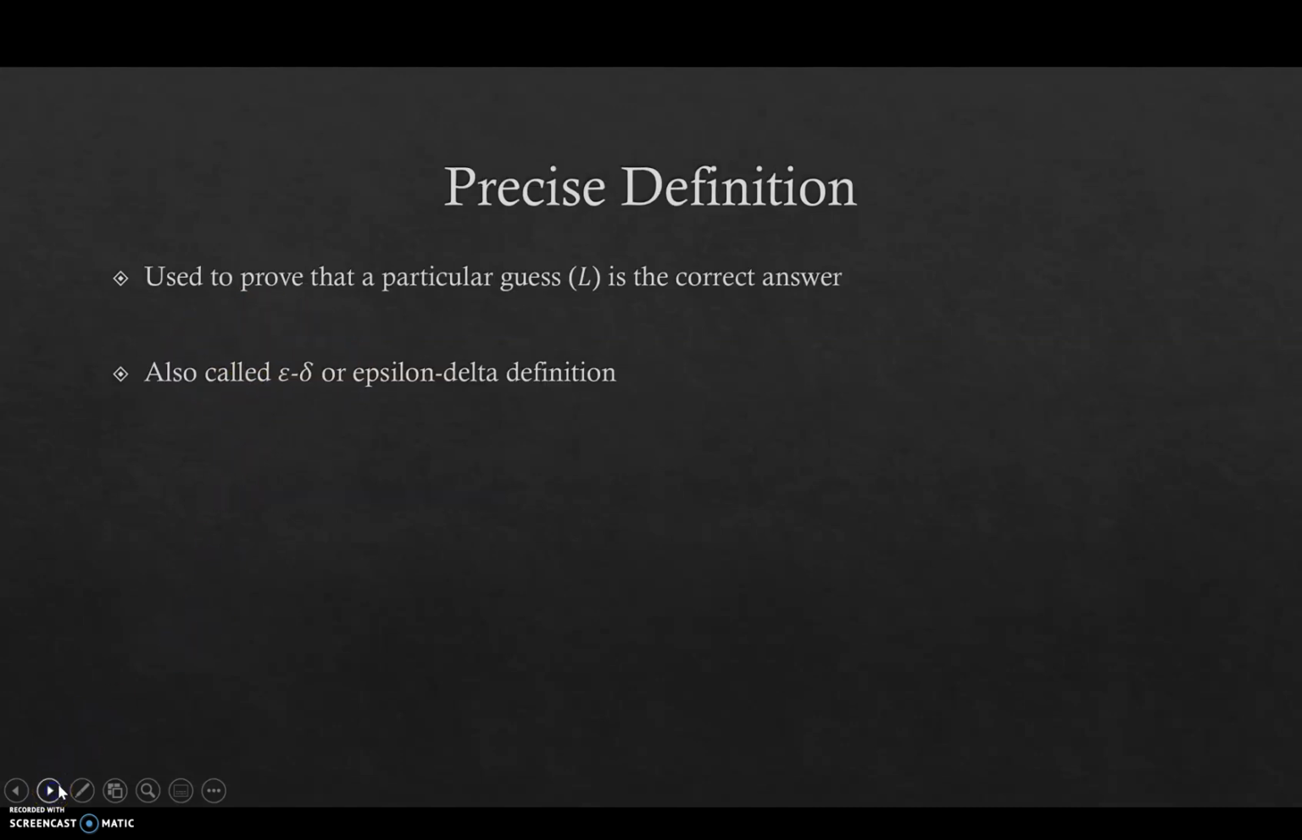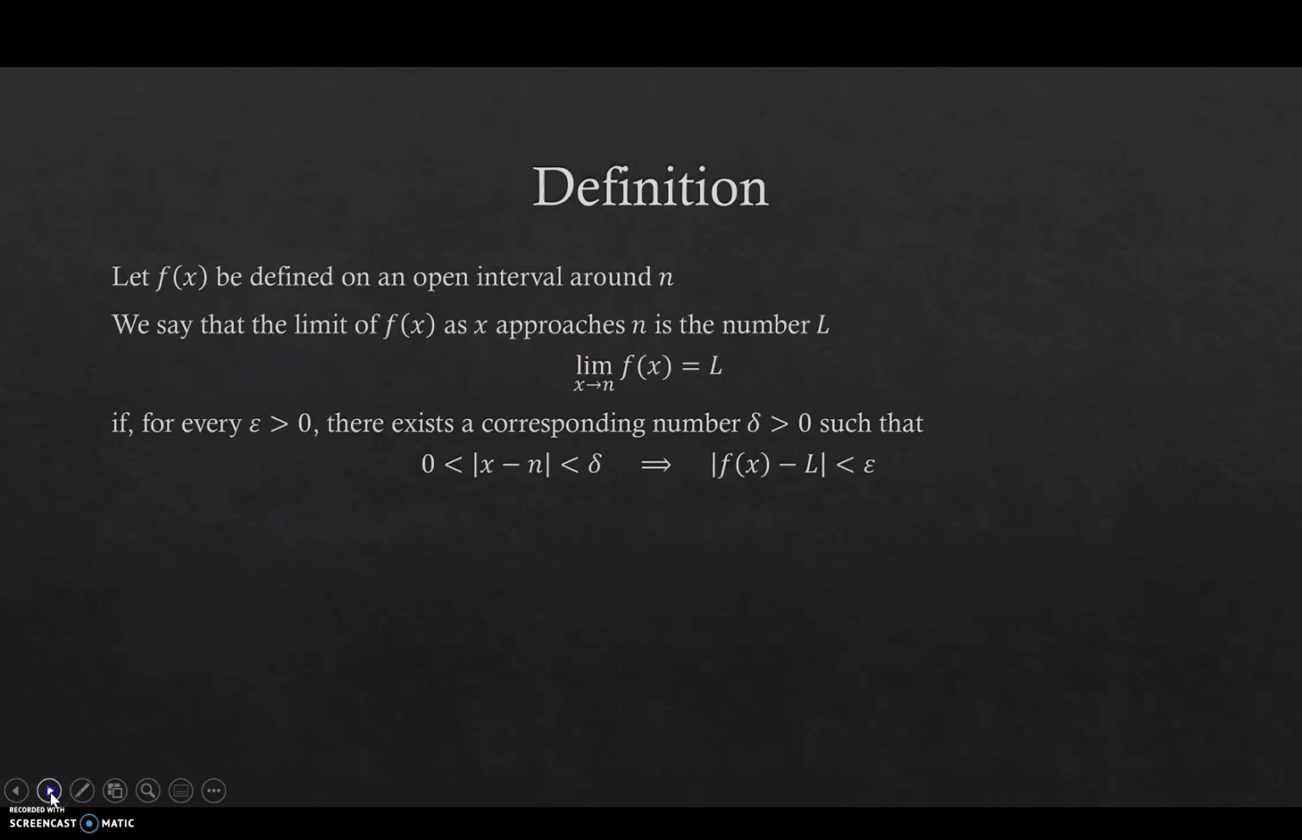Now, the reason we want to learn this precise definition is because we're going to use it later on down the road to prove that a particular guess L is the correct answer. So we would make a guess and then use this definition to prove that that's actually the correct answer. This is also called the epsilon delta definition because we're going to use these two symbols, and they're very specifically used here. This is the most common place to see them. Now, here's what the actual definition looks like. And I realize it's a little long-winded, but we'll make it through.